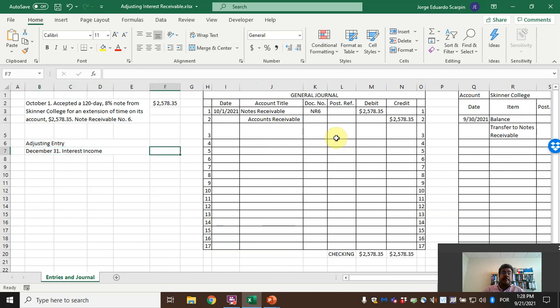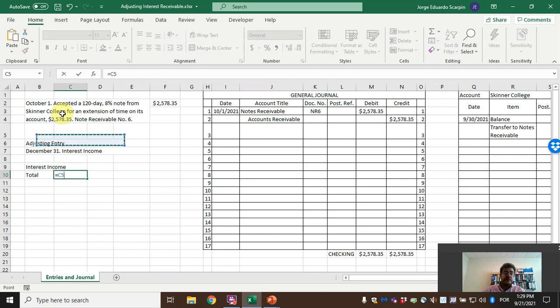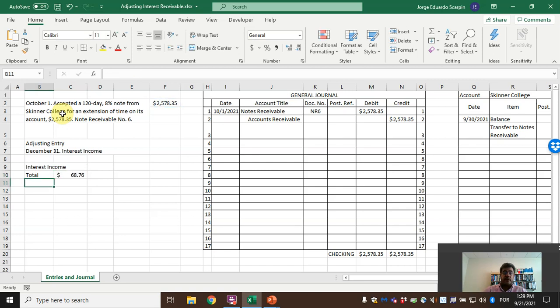So interest income, how much is it? 120 days or four months. We can do it based on month, or let's do it based on days. How much is our total interest income? So here, it's interest income. Total. It is 2,578.35 times 8% divided by 360 days times 120. So the total is 68.76.